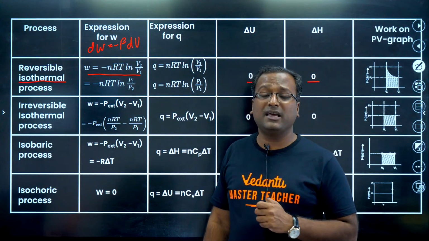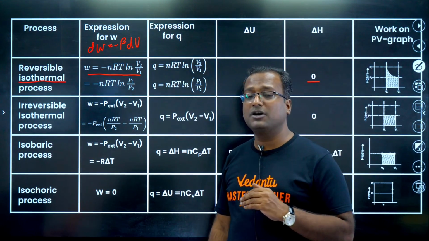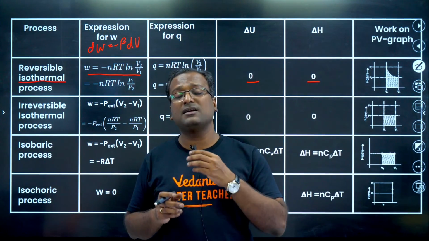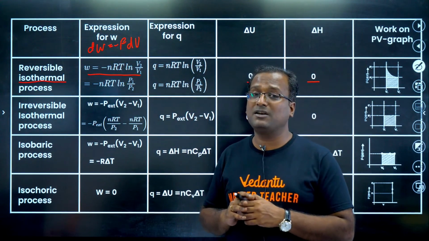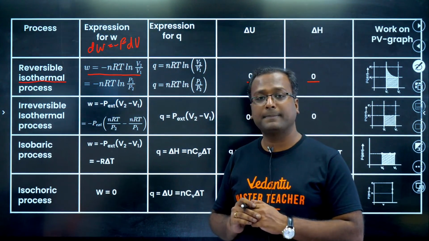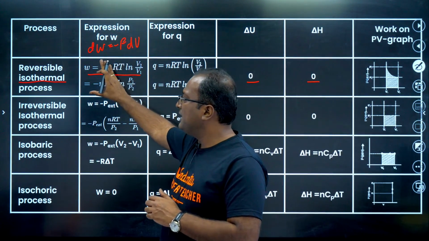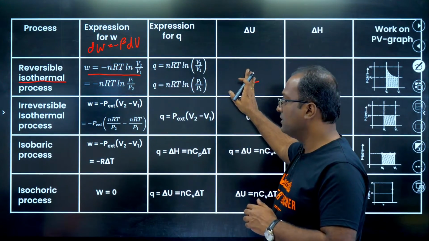Please don't make a mistake when you convert the volume to pressure. V2 by V1 will convert into P1 by P2. When you change the volume to pressure, it gets inverted. Why? Because PV equal to nRT, pressure and volume are inversely proportional to each other. Okay? In the work done formula, for a reversible isothermal process, there are no catches. It's a direct straightforward formula.